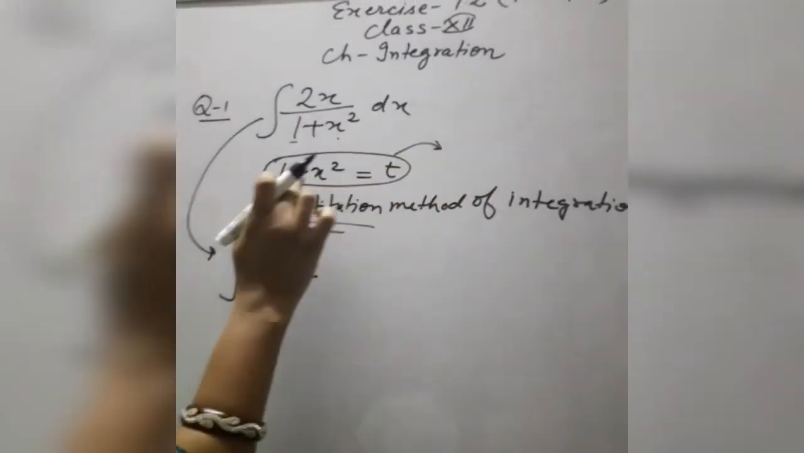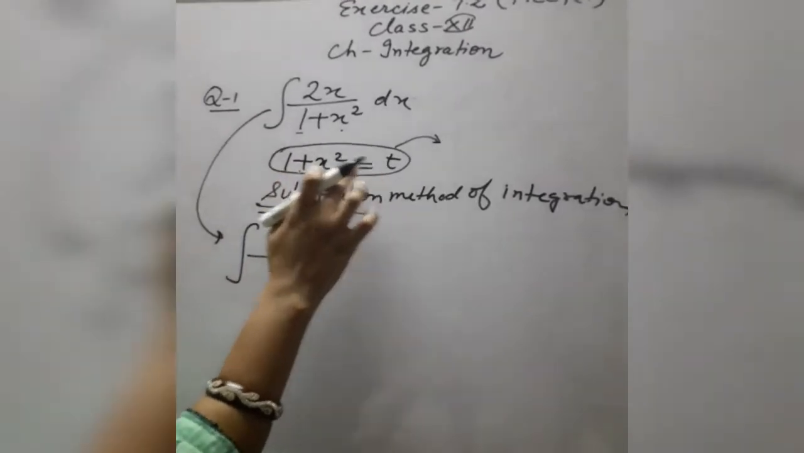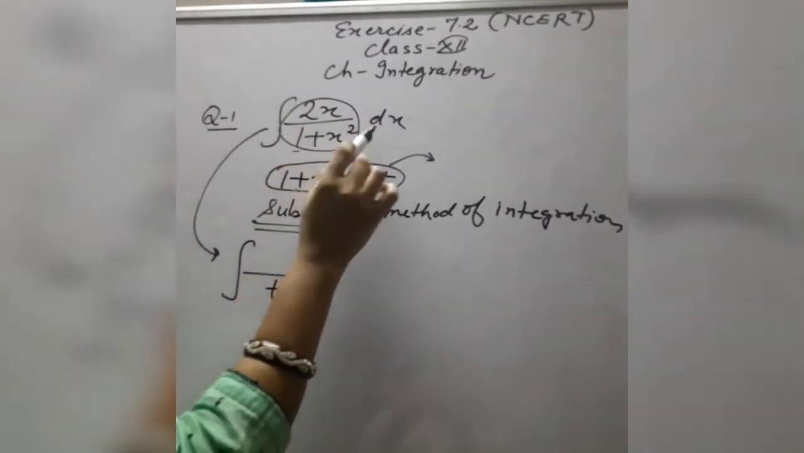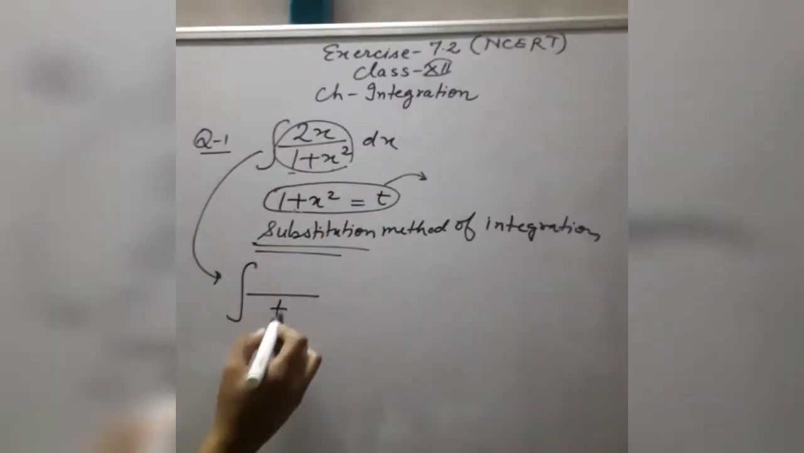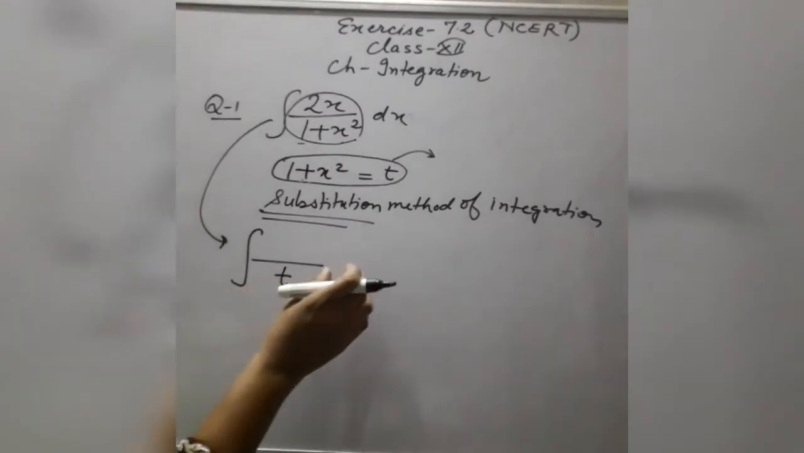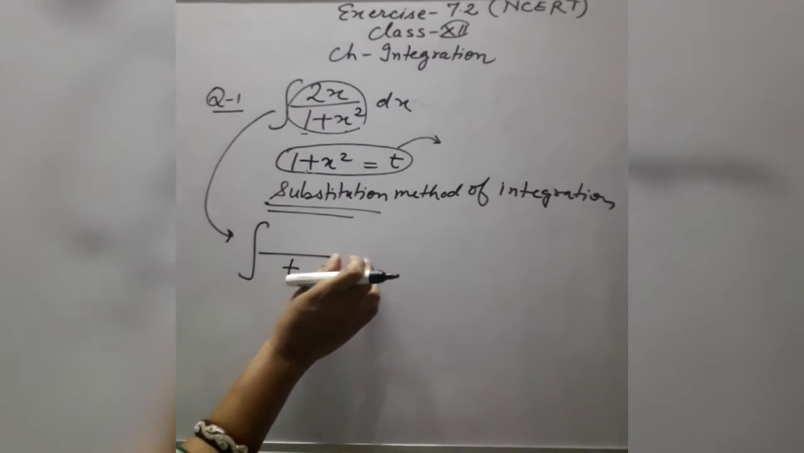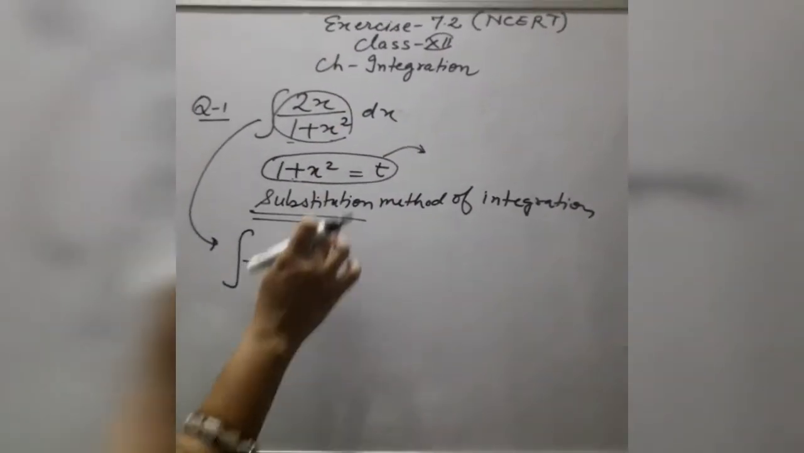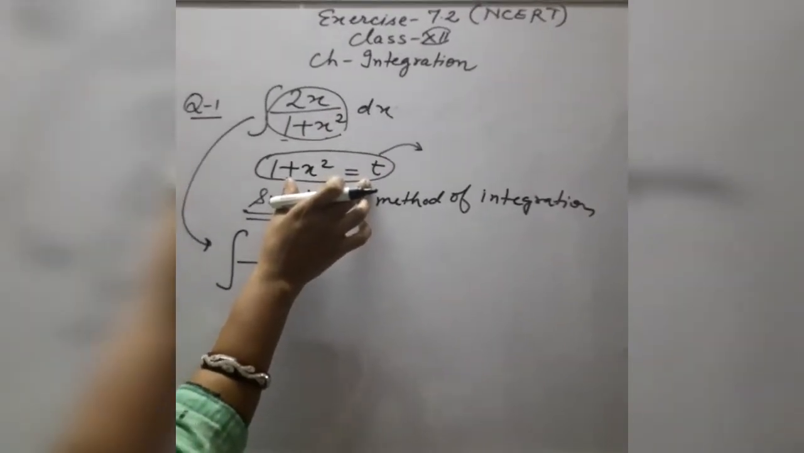Now, in the next step, differentiate both sides with respect to t. Because if the function is in terms of x, we integrate it with respect to x. But if you are taking the function in terms of t, then you will integrate also with respect to t, and for integration with respect to t, you need dt in place of dx. So for making dx into dt, you will differentiate both sides with respect to t.